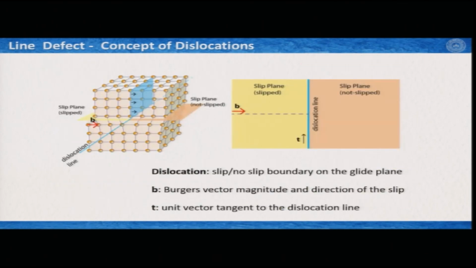Okay, so let us look at this dislocation in a different way. Imagine that this blue line here is our dislocation line, and this is our glide plane. This unit vector that the dislocation moved on the slipped side along the slip plane is known as Burgers vector. So, Burgers vector is the magnitude and direction of the unit slip.